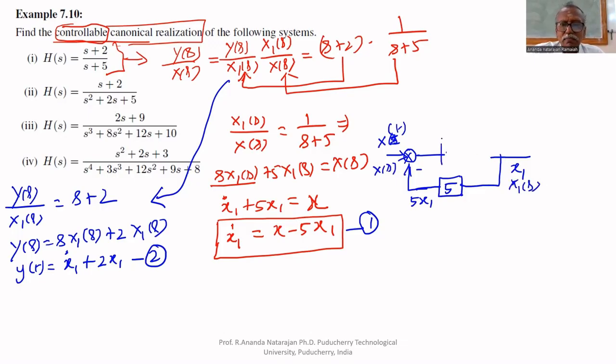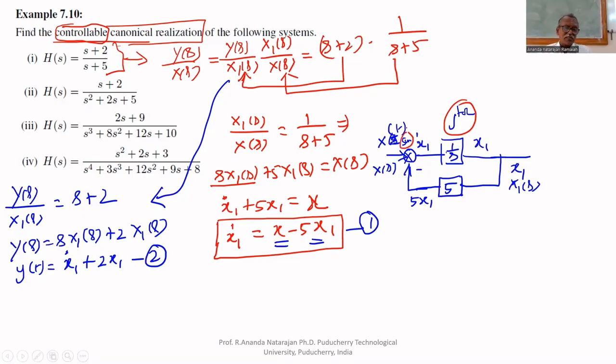So put an integrator. Here, what you will get? X of t minus 5 x1 of t is x1 dot of t. Put an integrator, 1 by s. If you integrate x1 dot, you will get x1. That's all. The first equation is simulated. Physical system for the first equation is made. What is required? One integrator and one summer. That is the summing junction and the integrator. We can realize the first equation.